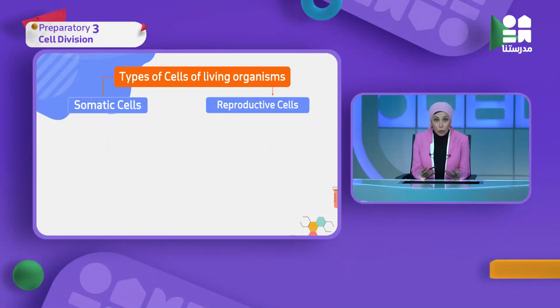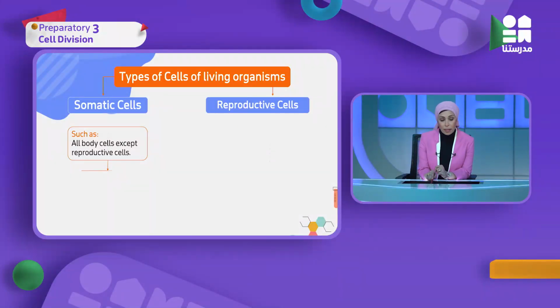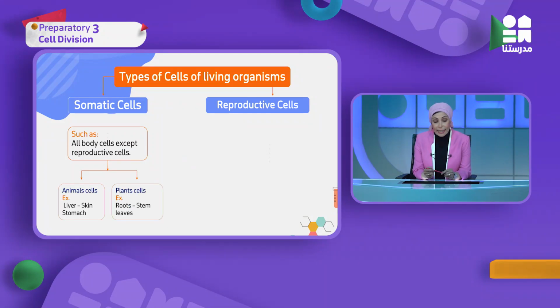I'm going to mention it with you, and then we're going to discuss what's meant by these two types of cell. Somatic cells: any type of cell in your body is called a somatic cell, like skin, like liver, like stomach, like the kidney, lungs, any organ in your body. The type of cell in it is called somatic cells, like these examples: liver, stomach, skin. What about the plant? The plant also has somatic cells, such as roots, stem, and leaves, all the parts of the plant. What about reproductive cells?